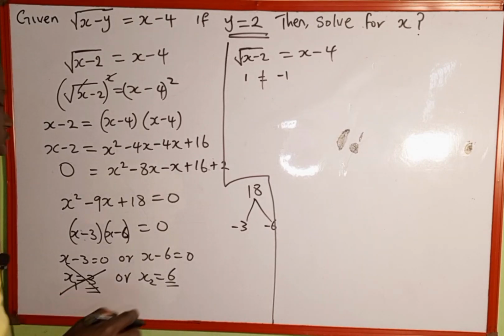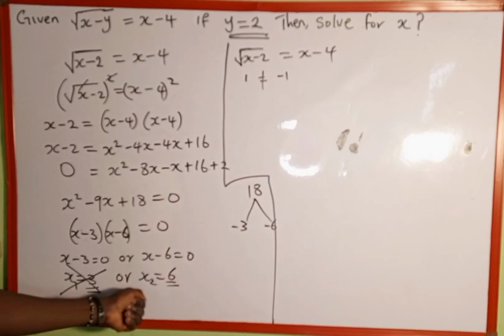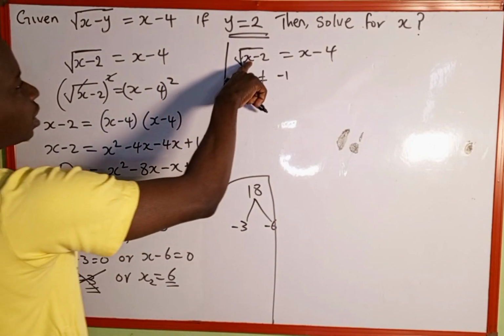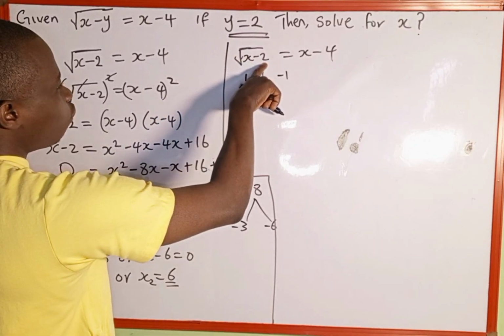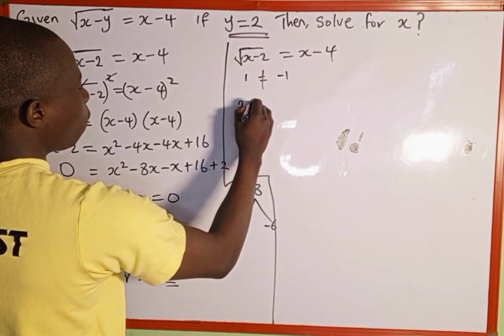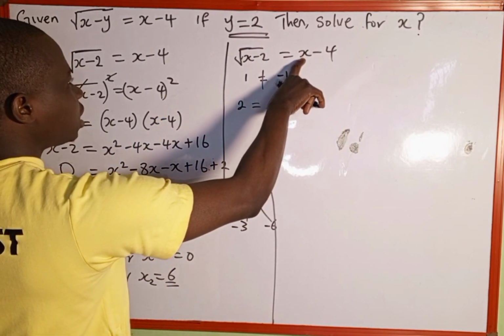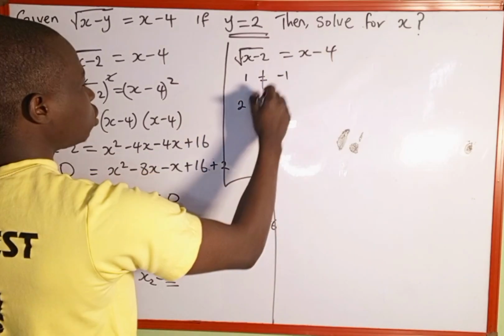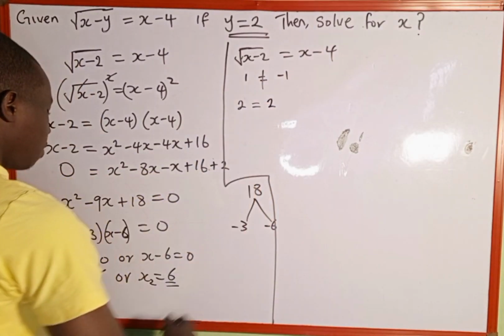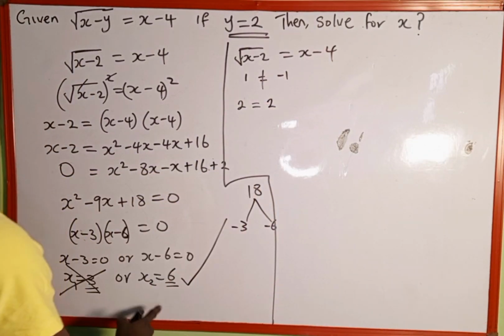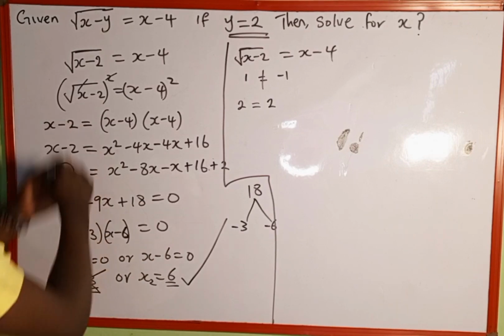Now let's check for the second value of x, which is 6. When we plug in 6 here, 6 minus 2 is 4. Square root of 4 is going to be 2, which is equal to, when we plug in 6 here, 6 minus 4, which is 2. So therefore, 2 is the same as 2. So x is equal to 6 is the only value of x that satisfies this equation.